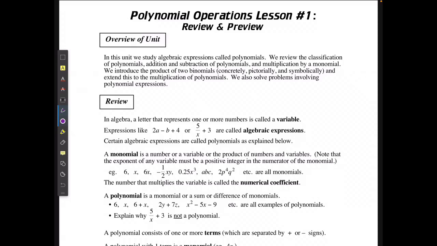Alright, for this first lesson we're going to do a review and preview of polynomials and polynomial operations. So for this unit we're going to be studying algebraic expressions called polynomials. We review the classification of polynomials, addition and subtraction, multiplication by a monomial, and we're going to introduce the product of two binomials and extend this to the multiplication of polynomials. We'll also be problem solving with polynomial expressions.